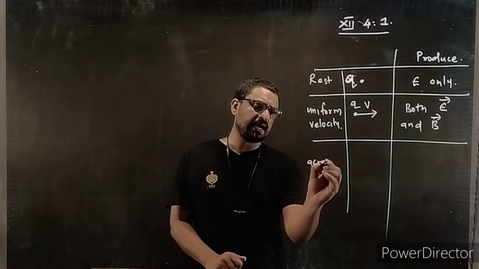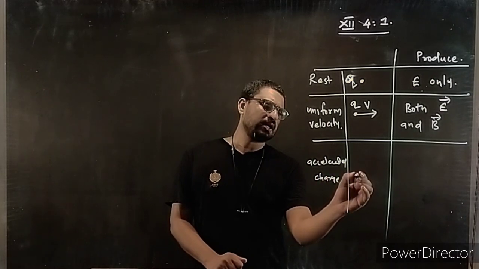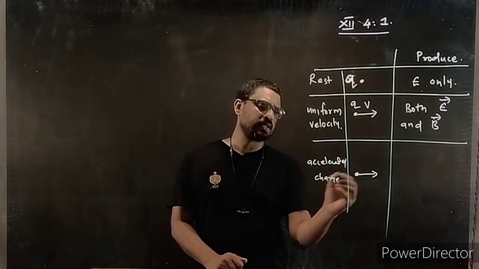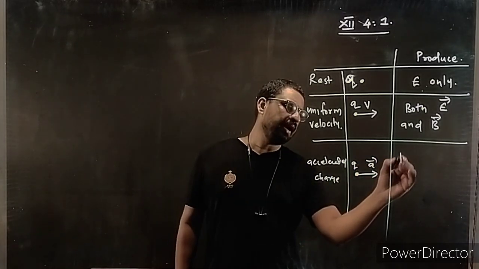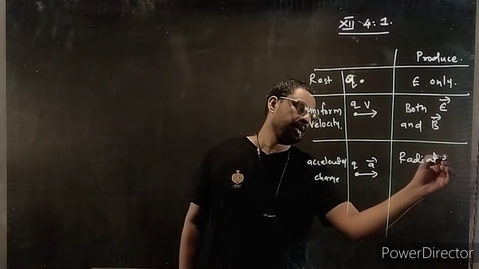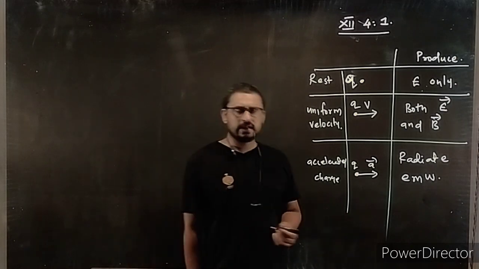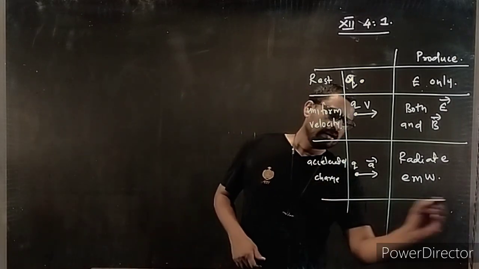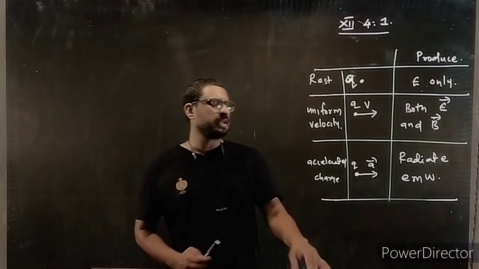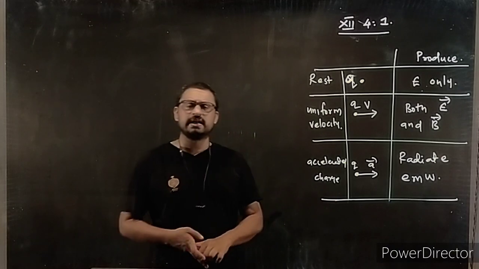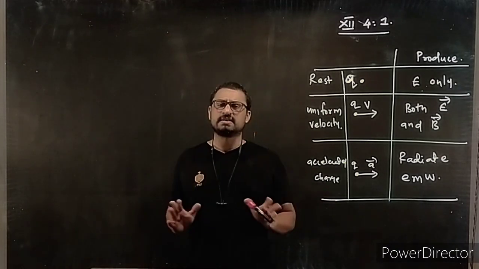Now next is an accelerated charge. Accelerated charge means a charge which is with varying velocity. Ready? So it's moving with an acceleration. It will radiate an electromagnetic wave. An electromagnetic wave is a combination of both electric field and magnetic field. So it will radiate an electromagnetic wave, which means it will produce a combination of time varying electric field and magnetic field.